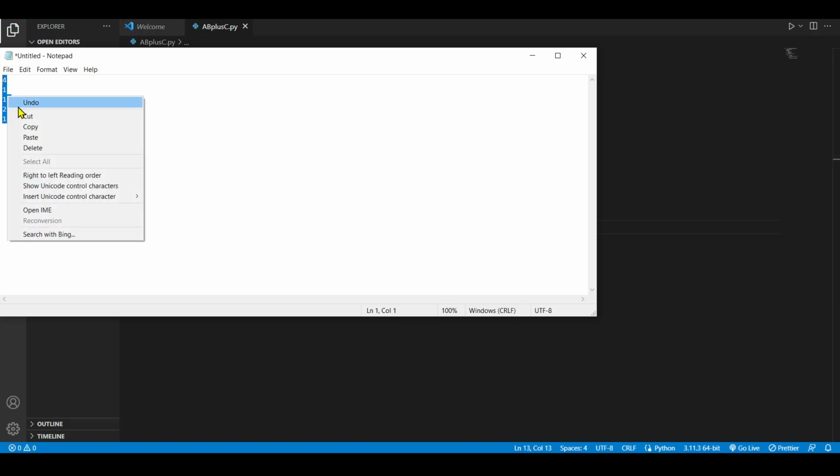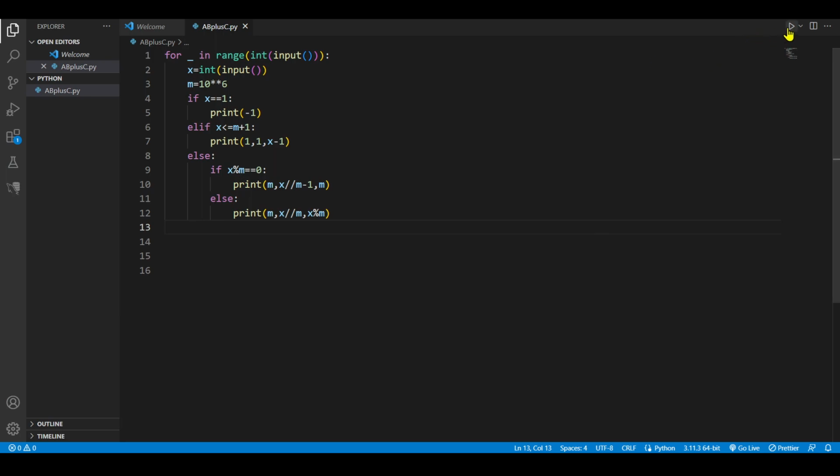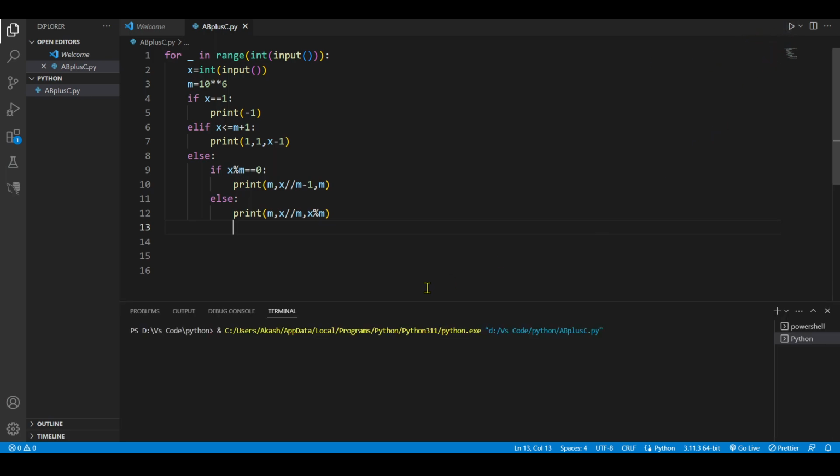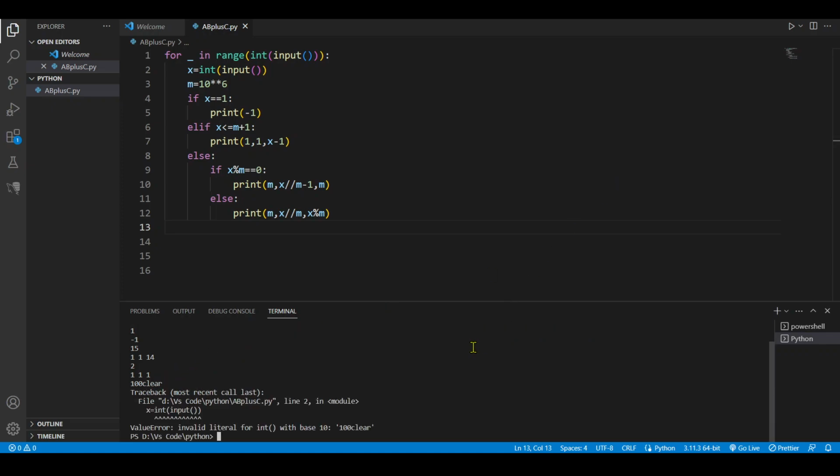I have the test case which is given in the problem. Let's try to run it. Let's give input, that is paste. Yes, it is showing an answer. I think there is some problem from where this minus 1 is coming. After this 4 1 15, it should not be there. Let me give the input manually. Let me run it once again.